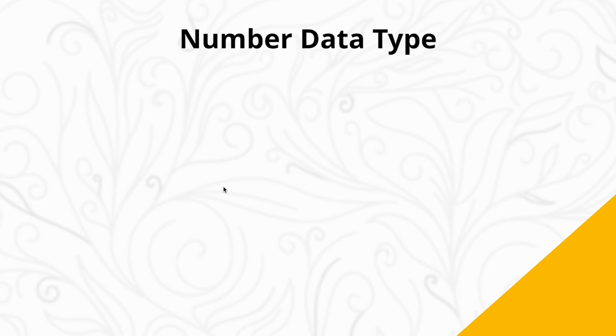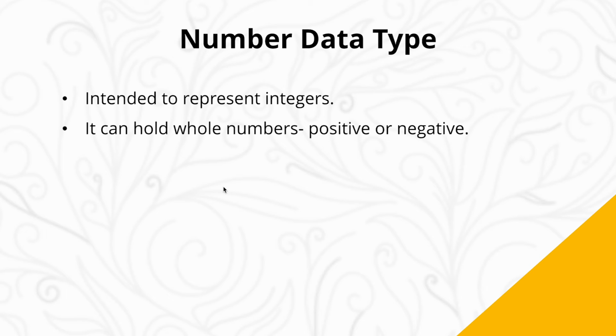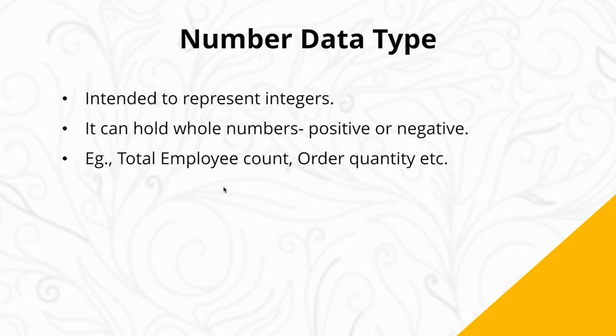Let us go ahead to the number data type. The number data types are intended to represent integers. It can be negative, positive, and 0, but there should be no decimal numbers or improper fractions in it. We can hold whole numbers, positive to negative, and examples are total employee count, order quantity, etc. These are the ones where we cannot have a partial value in it. For example, we cannot have 1.5 quantity, right?